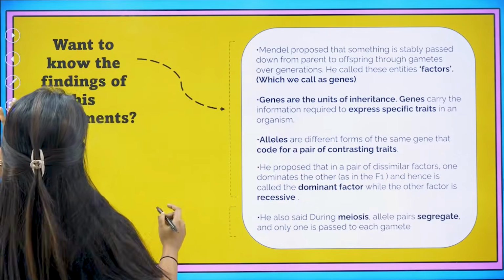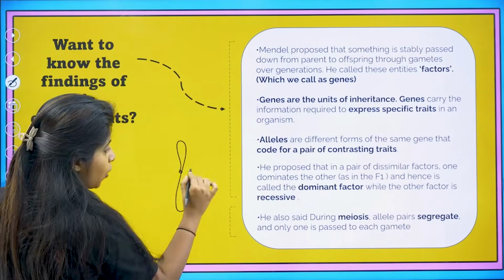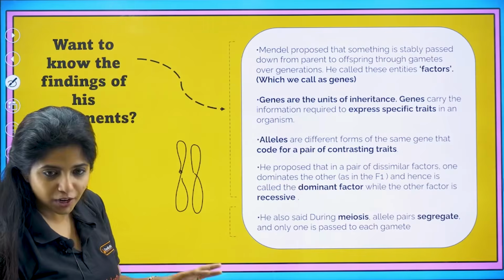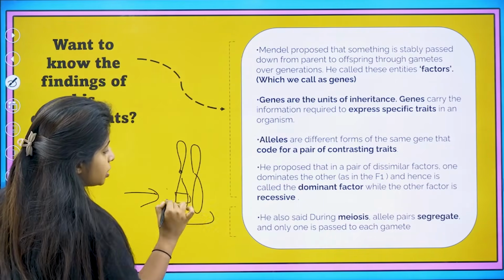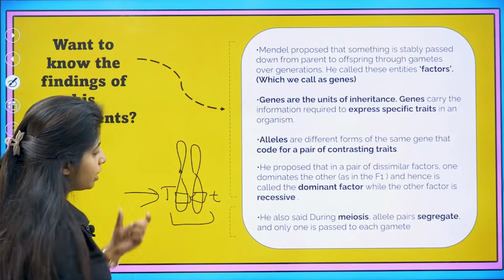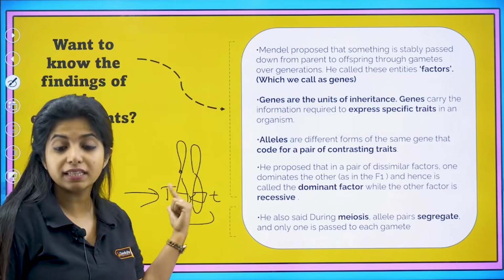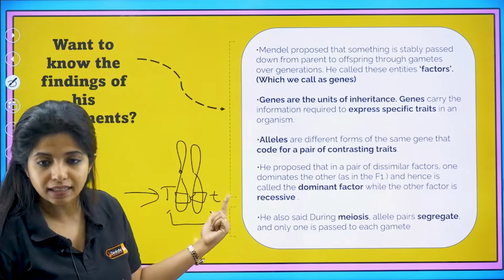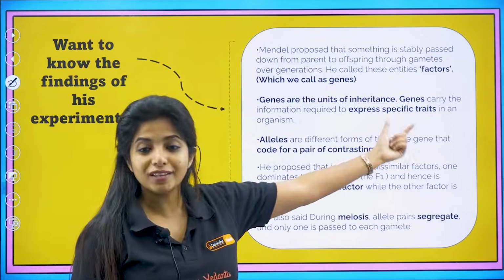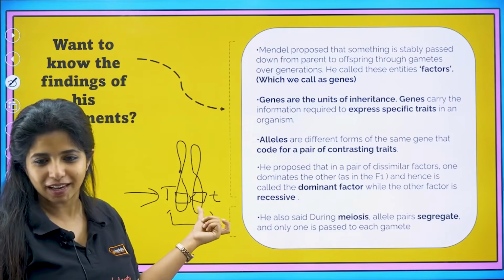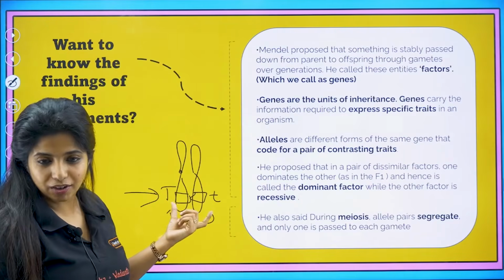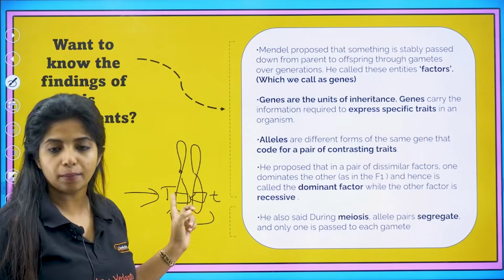Ma'am, I didn't understand. So over here, he spoke about factors passing down. Now, when you talk about a pair of factors, they can be different like this. So these things are known as what? Alleles. Alleles are different forms of the same gene, or the factors that you say. And this is a pair of contrasting traits. In the pair of contrasting traits, you see both of them.